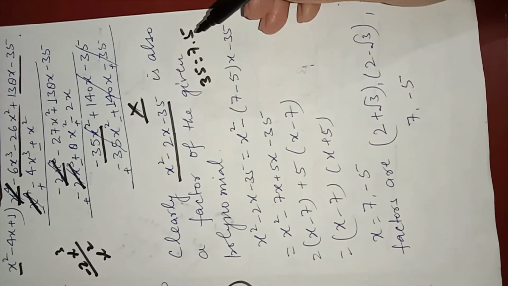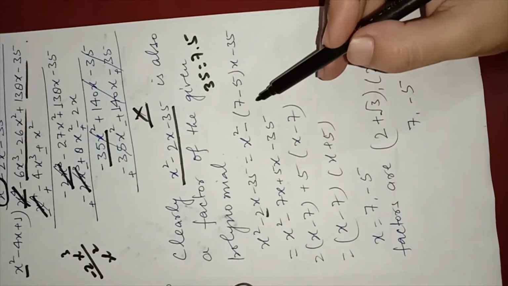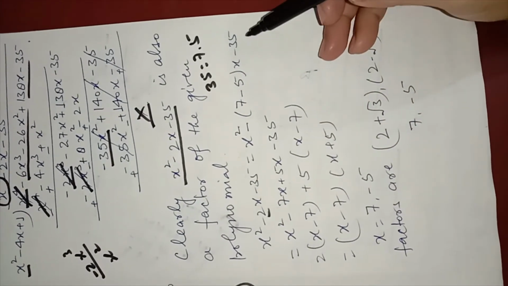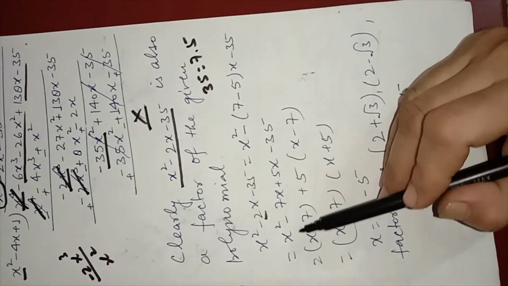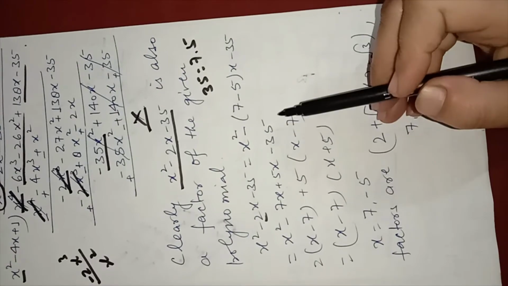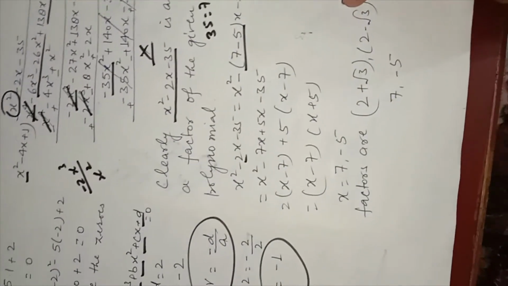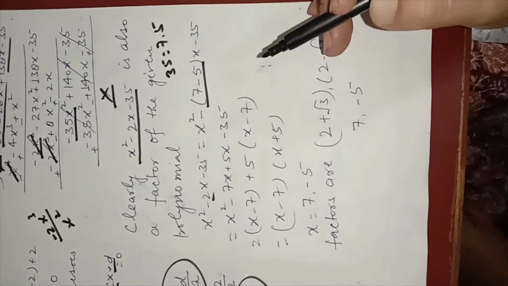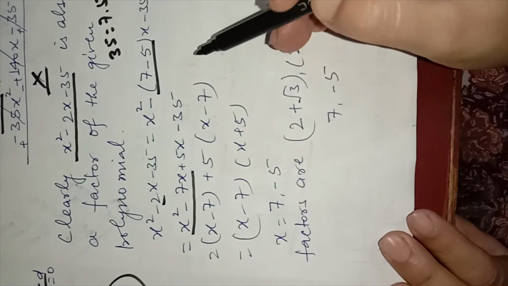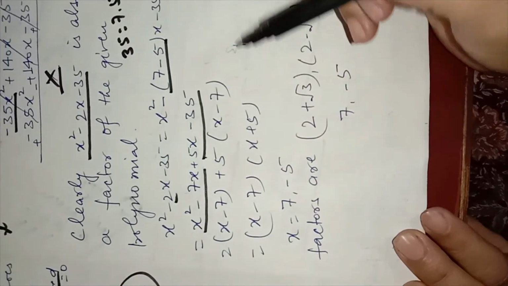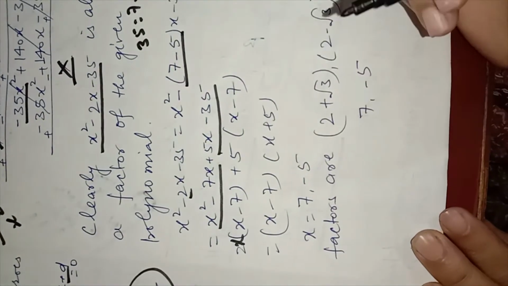When we subtract 5 from 7, we will get 2. So in place of 2, we will write 7 minus 5. And we will open the bracket. X square minus 7x plus 5x minus 35. Always put this value within the bracket, otherwise you will make a mistake in sign. Then from the first two terms, x can be taken as common, and from the next two terms 5 can be taken as common. So here x is common and here 5 is common.